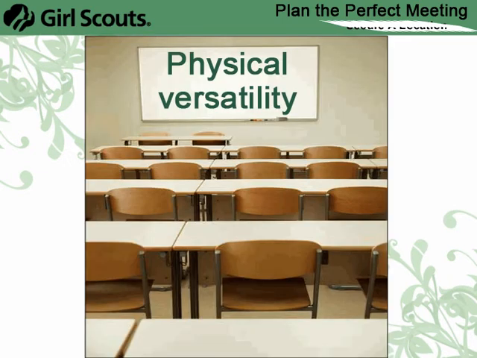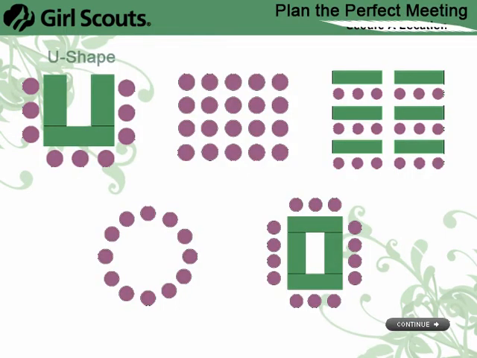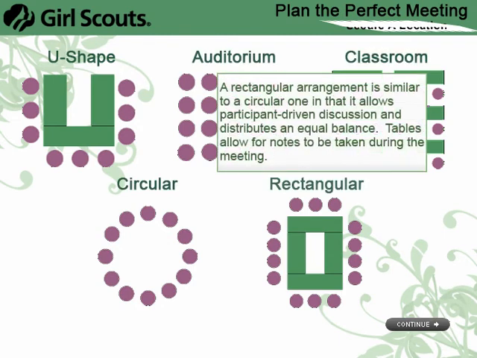Room and seating arrangements play an important role in the atmosphere and overall effectiveness of your meeting. Ask yourself, are there tables? What about sinks for cleanup? Can the seating be rearranged for different activities? Using your mouse, scroll over the seating arrangements displayed on the screen to learn which kind of setup would best suit and accommodate your group's needs.